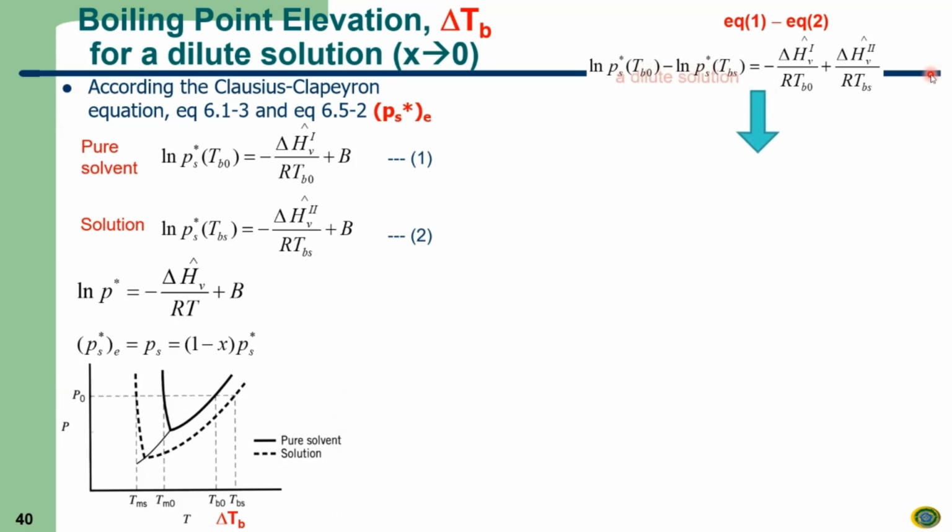Right. So according to this, because this is called a dilute solution. Dilute solution means the X is not much, it's not very heavy. So if X is not that heavy, you understand this delta HV1 will be almost equal to delta HV2, because latent heat doesn't change much.